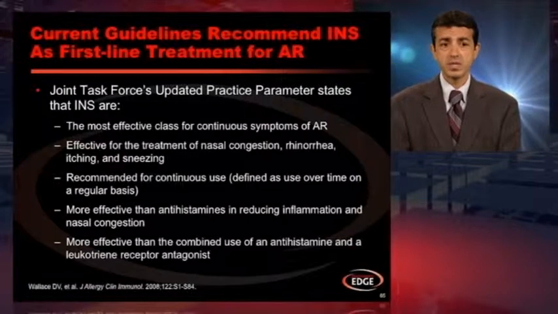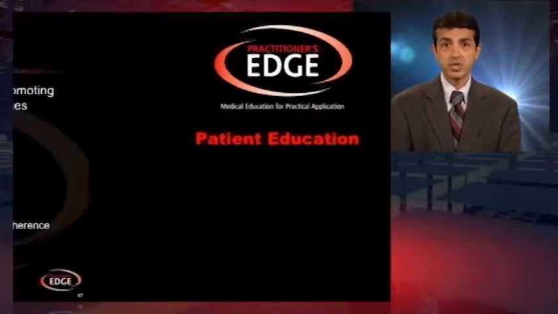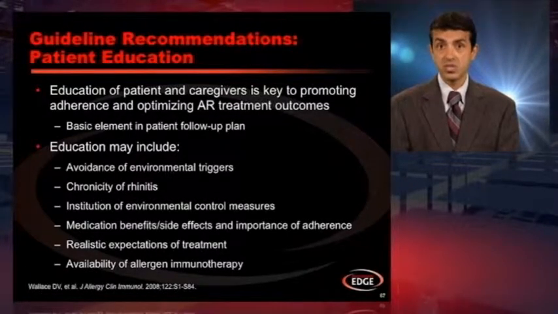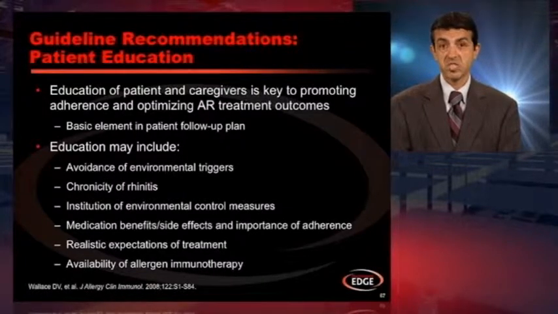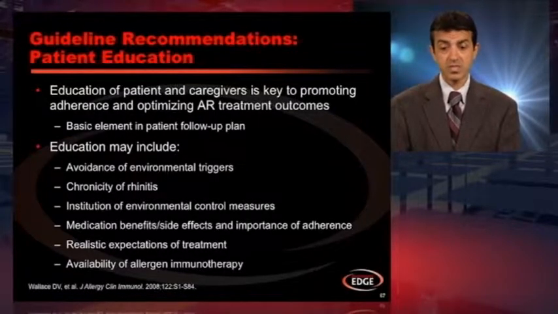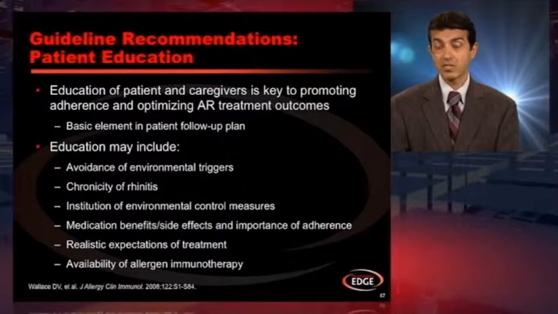Patient education. The guidelines recommendations regarding patient education are as follows. We need to educate the patient and caregivers. That's a key to promoting adherence and optimizing success with our treatments. The education may include avoidance measures, environmental precautions, addressing the chronicity of the rhinitis, institution of these control measures, helping them implement and operationalize that, the benefits of the medications, discussing the side effects so they have realistic expectations. That all improves adherence. And then there's also the availability of allergen immunotherapy as an option if they fail pharmacotherapy.